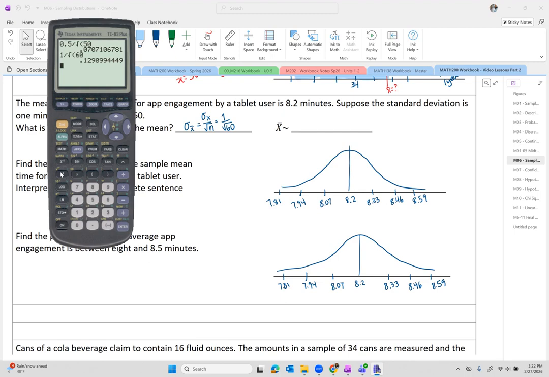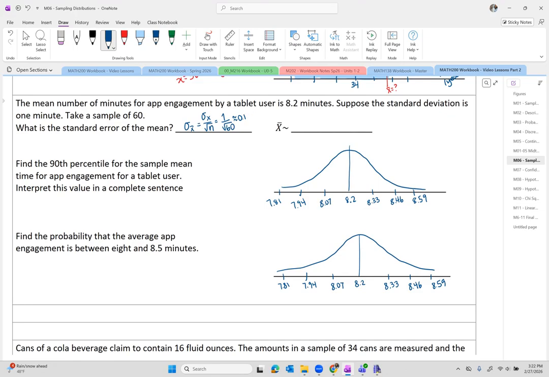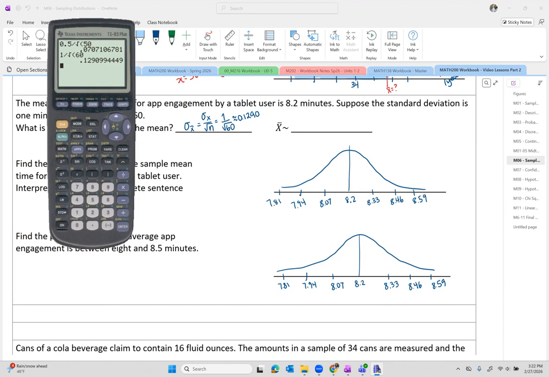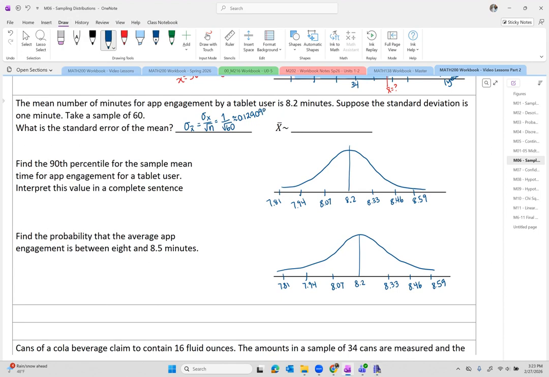And the answer is 0.129099. So let me write that. Approximately 0.1290994449. So for our purposes, we will say approximately 0.13. But again, when we are entering our values in ArtofStat, we want to enter all those digits.